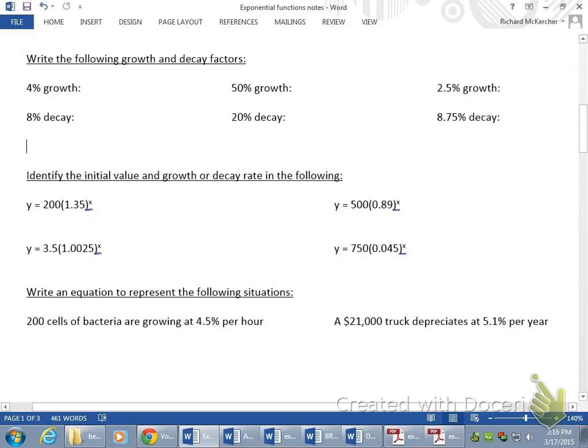We're going to now check out some initial values and decay rates in these 4 equations. The initial value is easy, that's what we start with. The initial value for each of those is just the A value at the very beginning. It's pretty easy to find. That's the initial value. Now we're going to talk about the growth or the decay rate. That's the B value right here.